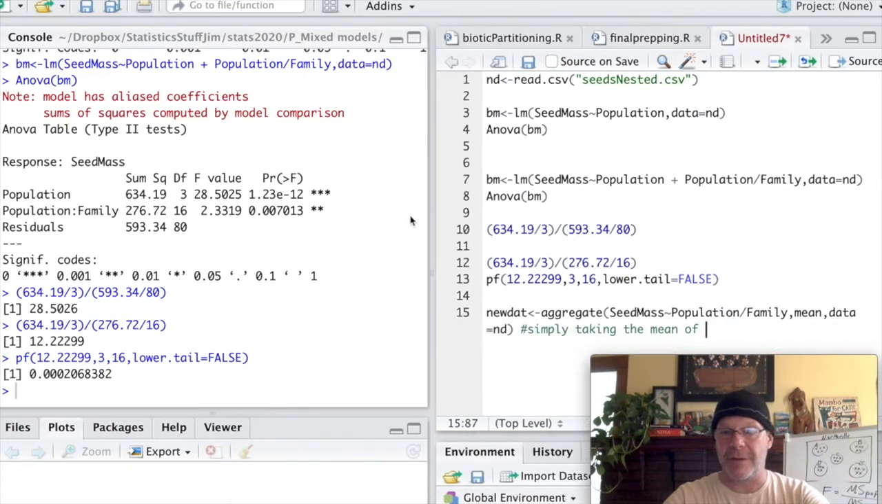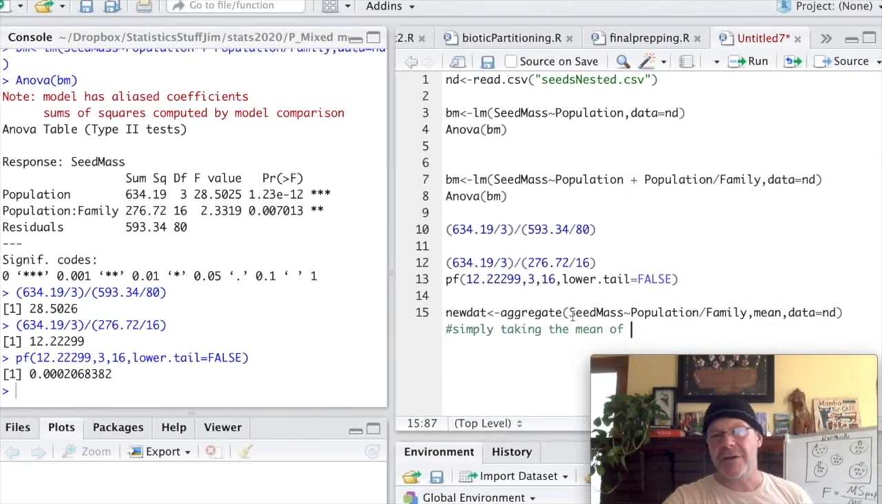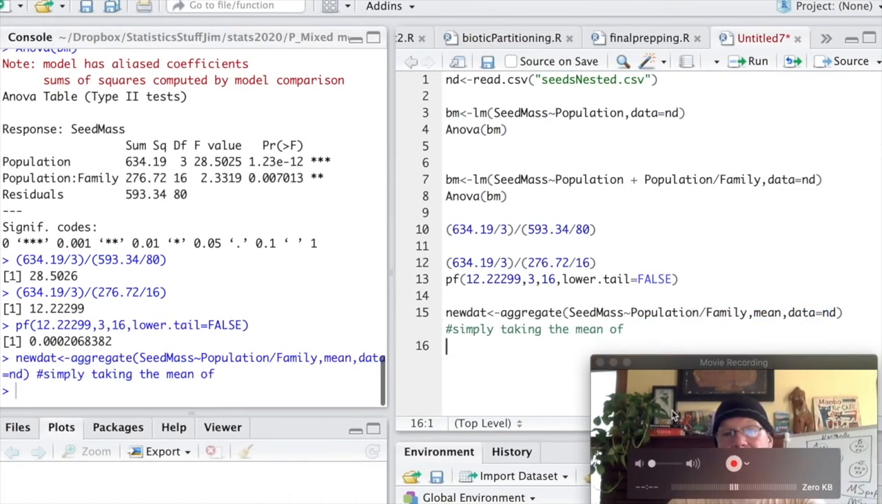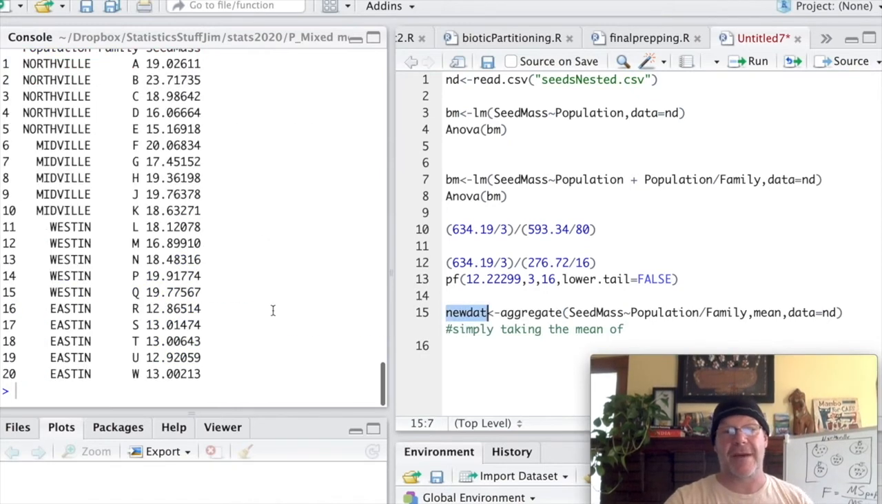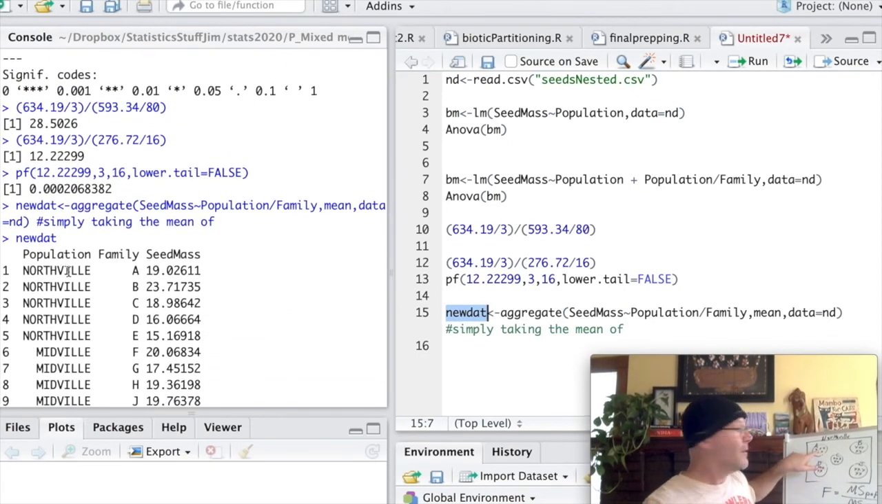Okay, and what did I do here to make this new data? I'm using this function called aggregate. Aggregate is just a way that you can summarize different parts of a data frame. What do I want it to aggregate? I want it to do something with seed mass, and I want to have family within population, and I want it to give me the mean. And then this is the data that I'm using. So basically this is going to give me the mean for each family. And so here's Northville family A, that's the mean of its seed mass. So that's the mean of those 5 values that were up here.